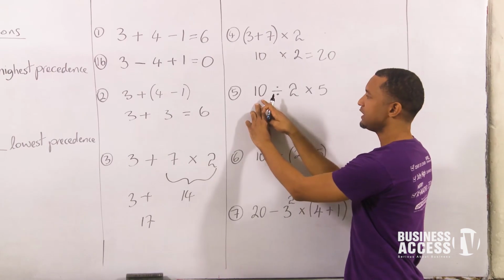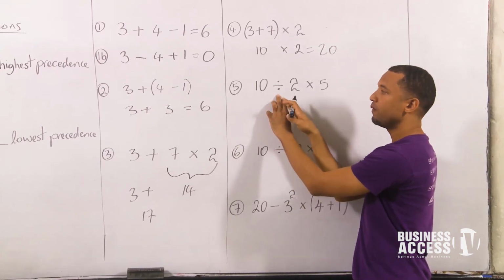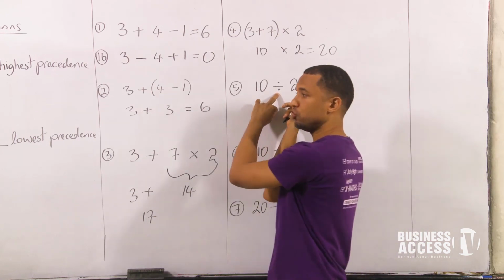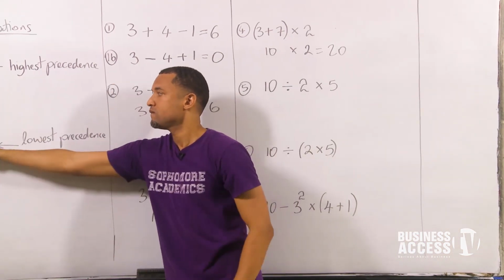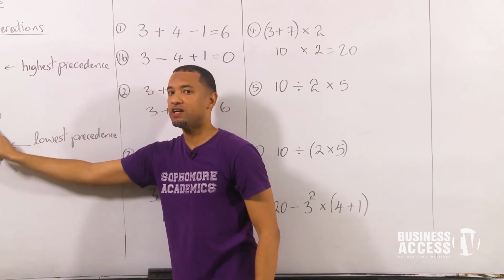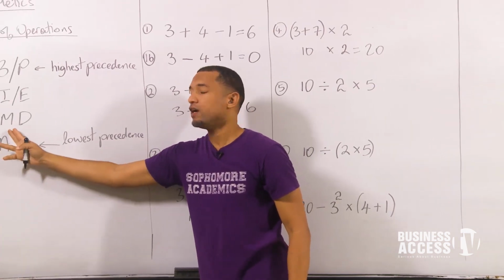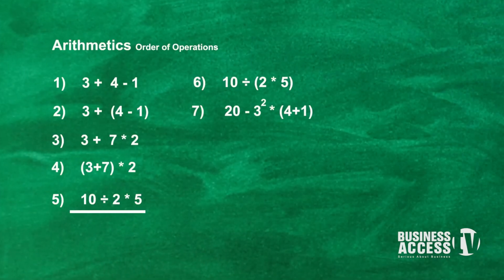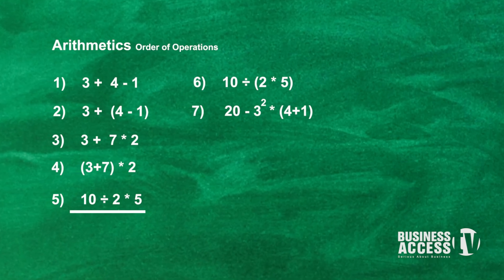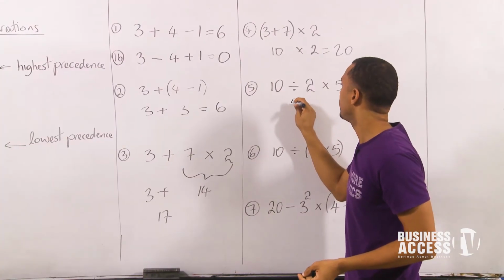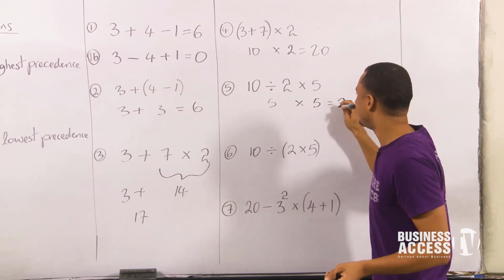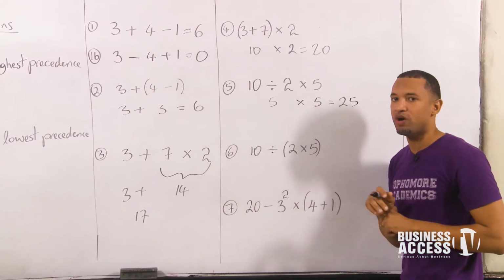Here we have 10 divided by 2 times 5. Now, division and multiplication, they're on the same level. If you should look back over here, division and multiplication, they're on the same level. When you're on the same level, you just read from left to right. Whichever comes first, you do it. So this would actually be 10 divided by 2 is 5, multiplied by 5, which is 25, ladies and gents. Just read from left to right.